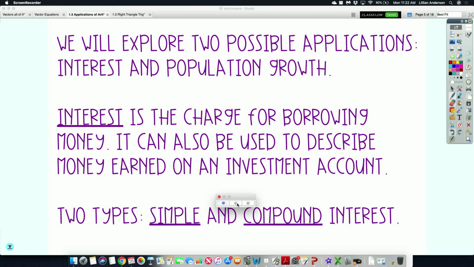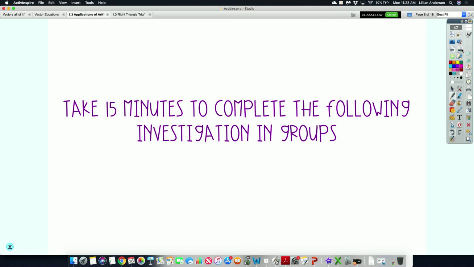There are two types of interest though, simple and compound interest. A lot of times loan companies, Department of Education, all those, they use compound interest. And compound interest basically means they're charging you interest a certain number of times within 1 year. So let's explore these two.